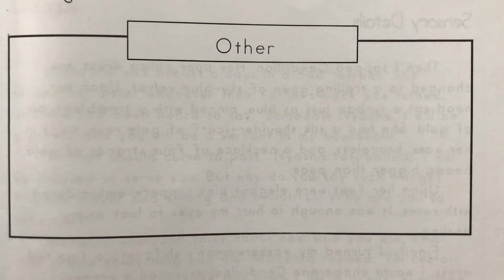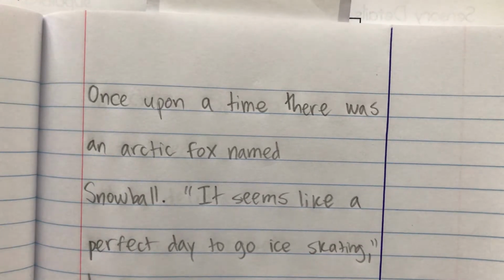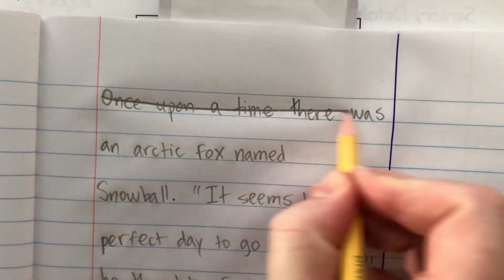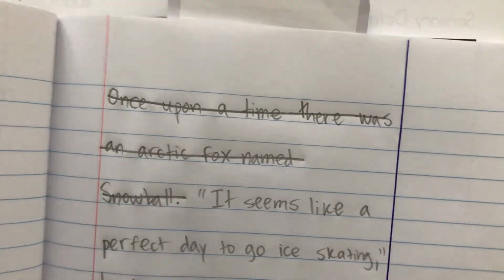The next step is revising the lead in my story. So I look back at my story and see which of my leads I like the best. So I open to the first page of my story and look at my current lead. So right now I wrote, once upon a time there was an Arctic fox named Snowball. So I'm going to get rid of that and choose the lead that I like the best.